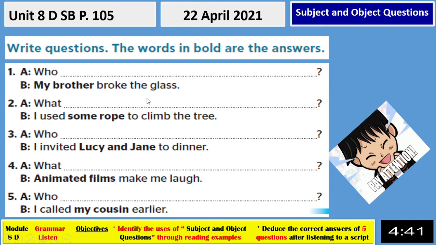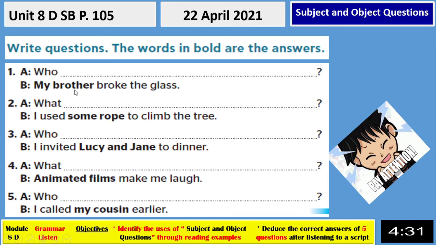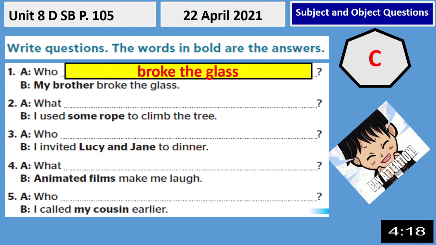Have a look here. I have here who? My brother broke the glass. Who? Am I asking about subject or object? Excellent. About the subject. If I'm asking about the subject, there is no need to put an auxiliary verb. We only need what? The main verb. There is no need for did, do, or have. Okay? Let's have a look. So the correct answer was: who broke the glass? My brother broke the glass.